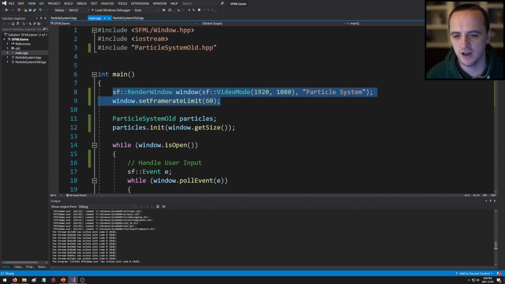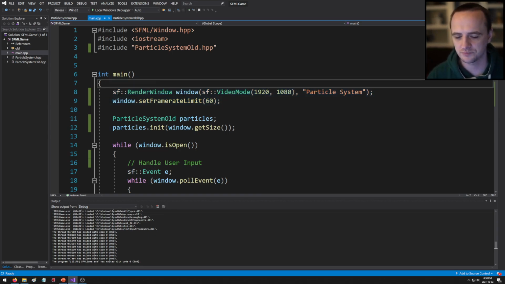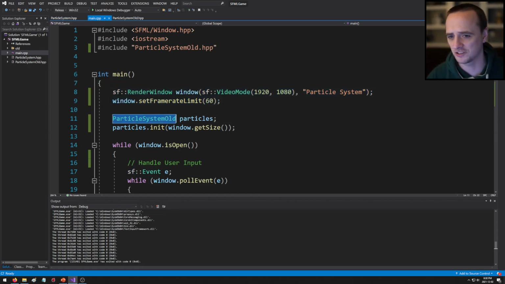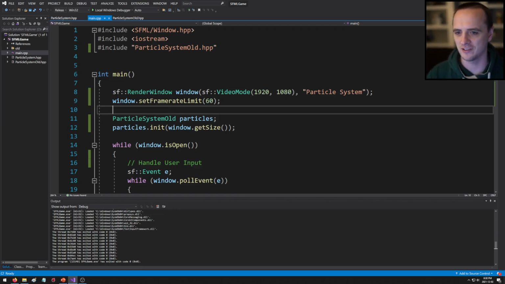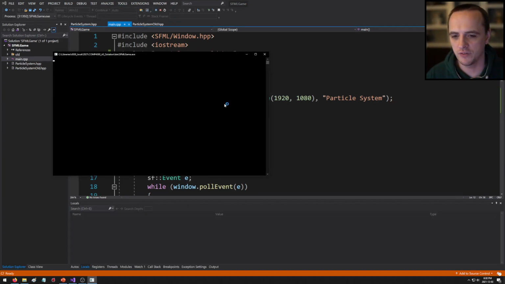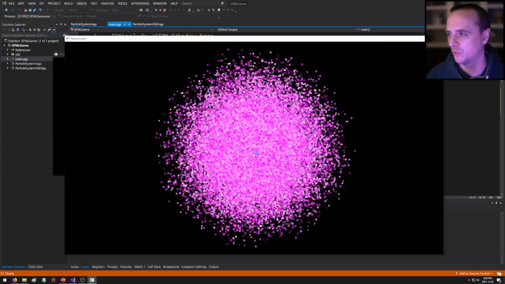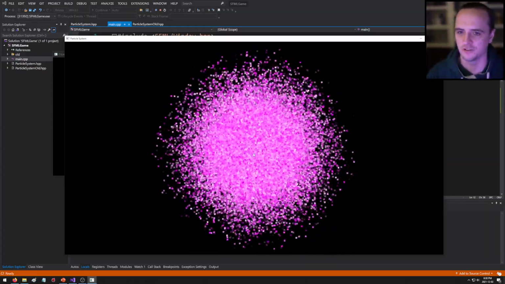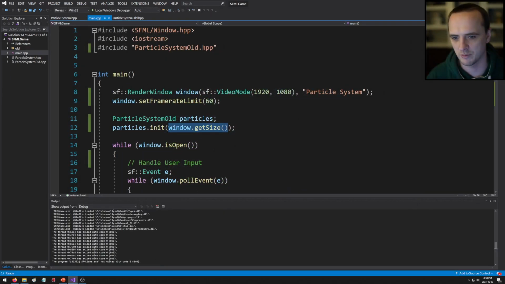Really simply, the first thing I do is create a new SFML render window, and I'm going to set the frame limit on that, right? So I've got this running at 60 frames per second. Then I've got this thing called particle system old because I don't want to confuse the two classes. So I create a particle system, I call that particles, and then I say particle system.init, and I pass in the window size, for example. So you can see here when I run the program, it's in the middle. The way that it knows to be in the middle is because the particle system has been given the window size as a parameter.